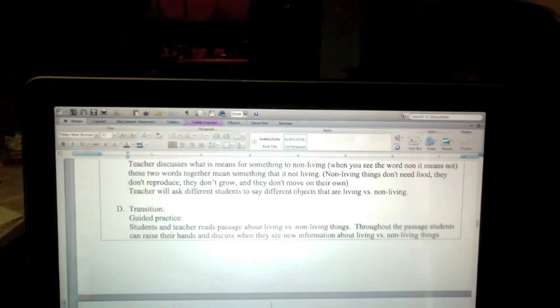The teacher would, again, ask another question to assess what the students are understanding: look around the classroom and tell me some things that are living versus non-living.